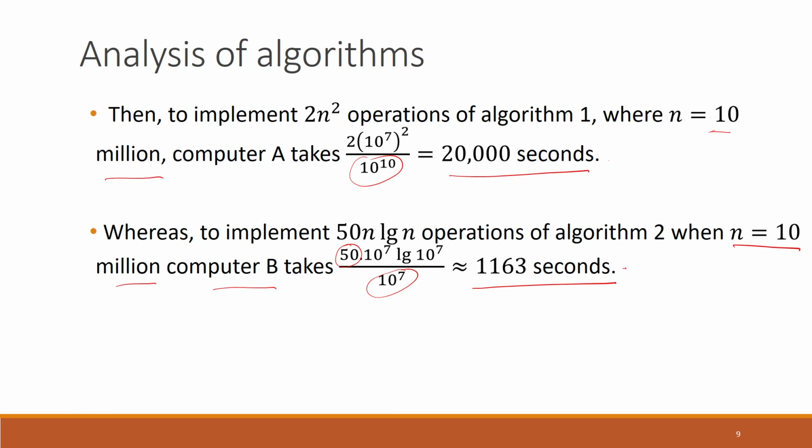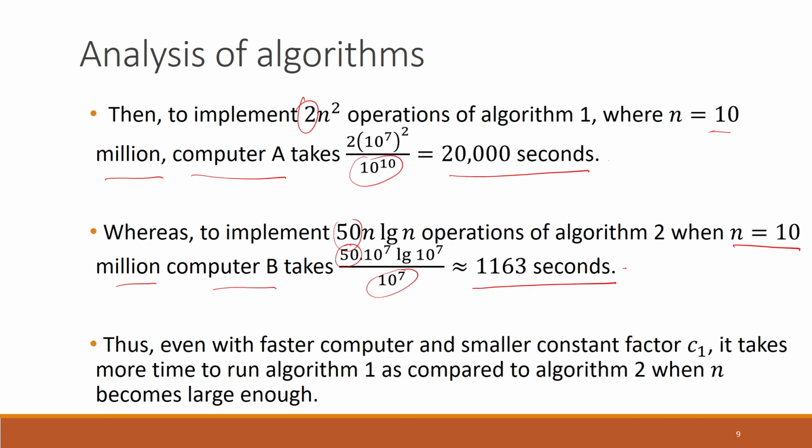So, you can see that algorithm 2 is taking much less time as compared to algorithm 1, even though we had given an initial advantage to algorithm 1 by giving a smaller constant 2 here as compared to 50 here, and we also ran algorithm 1 on a faster computer as compared to algorithm 2. Okay, so thus even with a faster computer and smaller constant factor C1, it takes more time to run algorithm 1 as compared to algorithm 2 when n becomes very large.